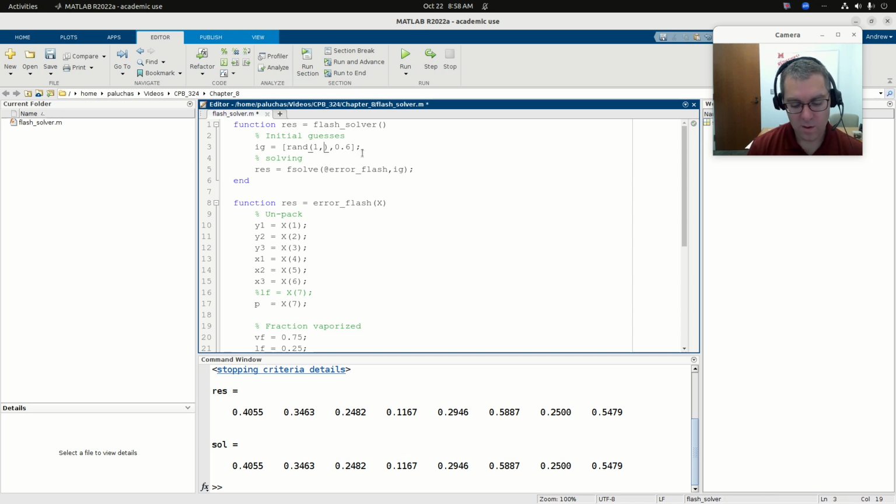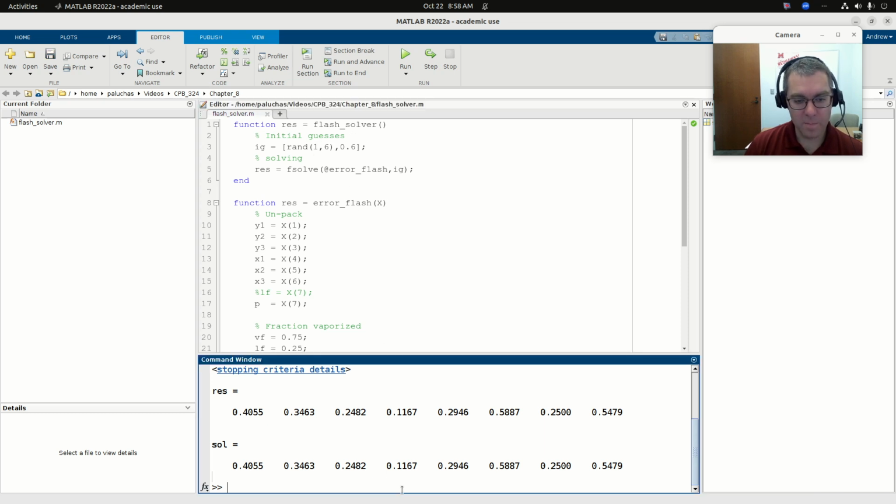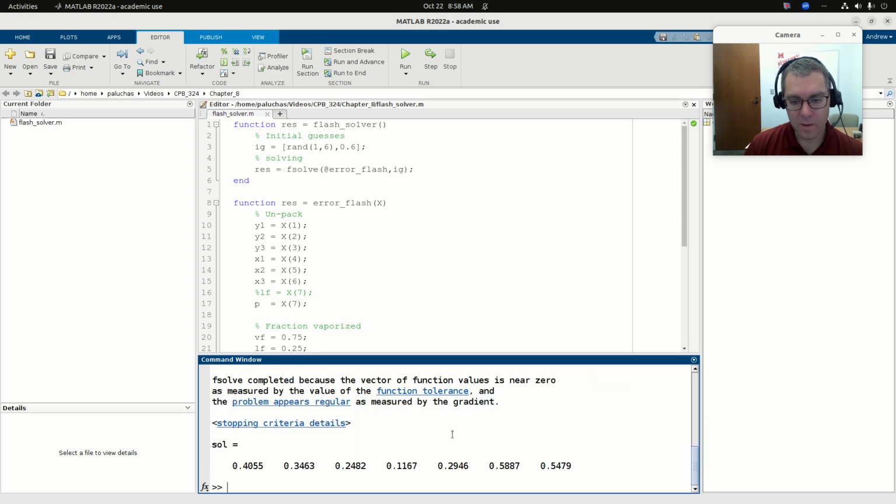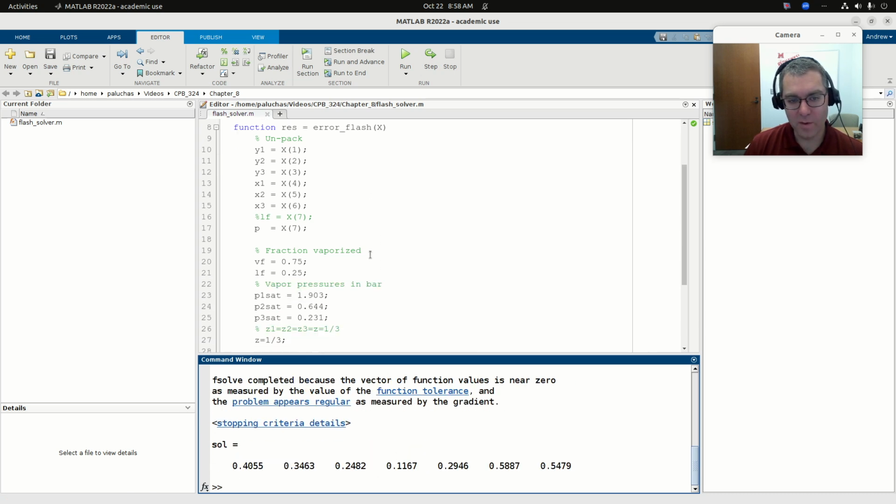If I do that, then 1 through 6 now would just be between 0 and 1. And if I solve, I get the same result. Only now L over F isn't displayed, but I could print it. It's just that I solved my mass balance explicitly.